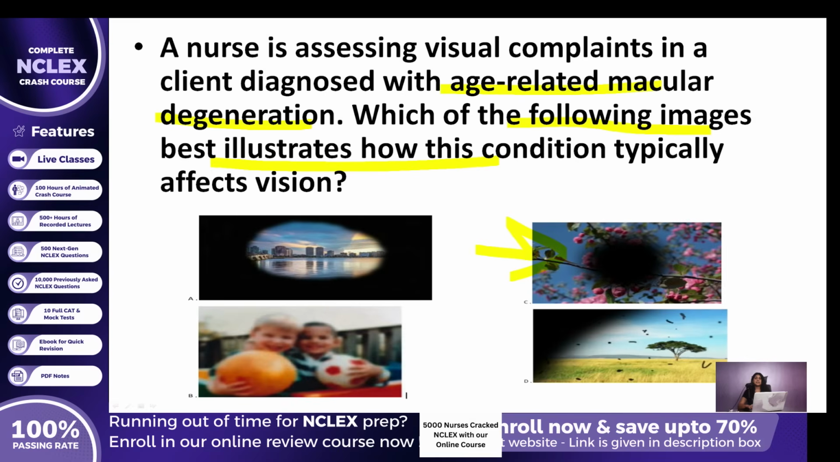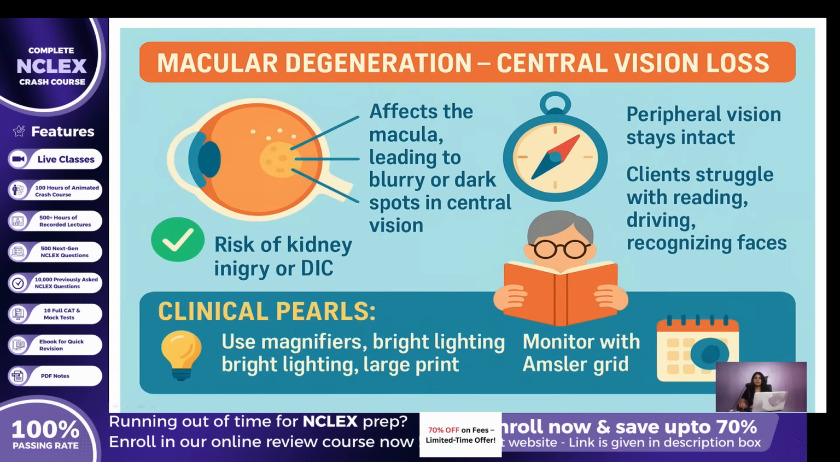This accurately reflects the typical visual disturbance seen in macular degeneration, where the macula, the part of the retina responsible for sharp central vision, is damaged. Clients often report blurry, distorted, or dark spots in the center of their vision, making tasks such as reading, driving, or recognizing faces difficult.